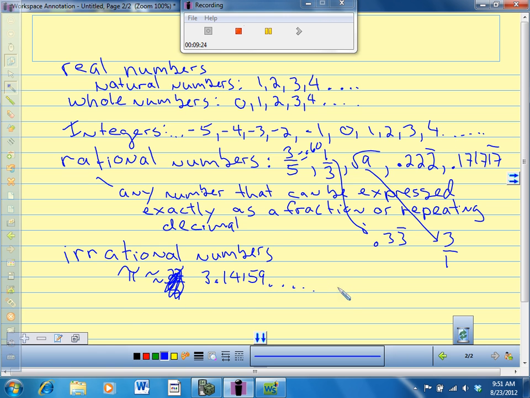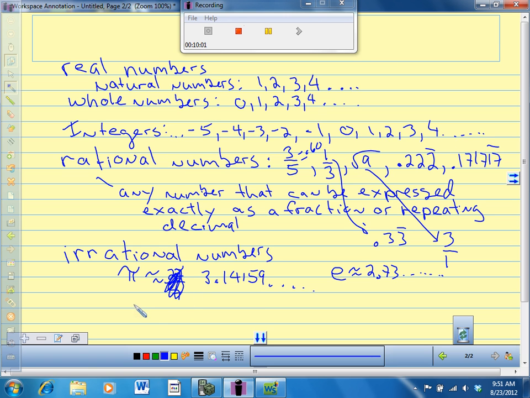There's another one in math that you'll learn when you get to algebra 2 called e. You don't have to know this, but e is about 2.73 something, and it goes on. That comes up a lot when you're dealing with interest rates and things like that. But that's another irrational number.